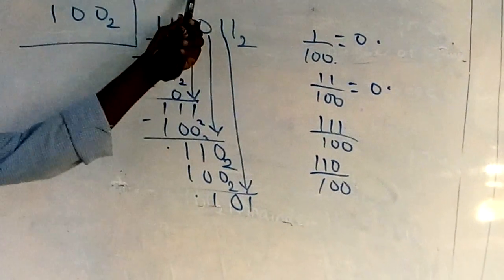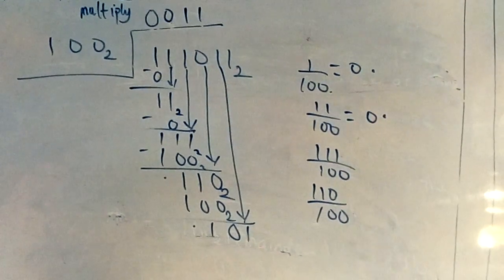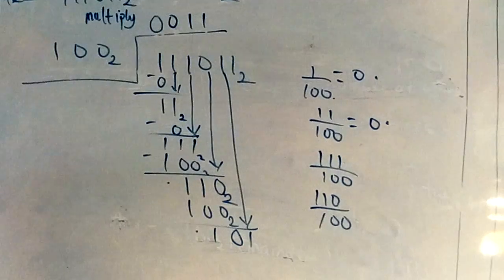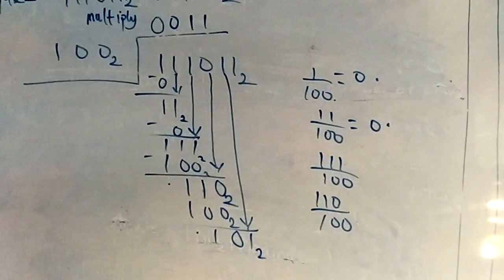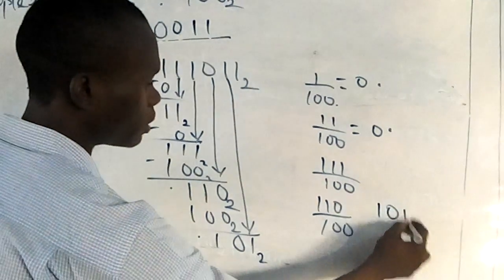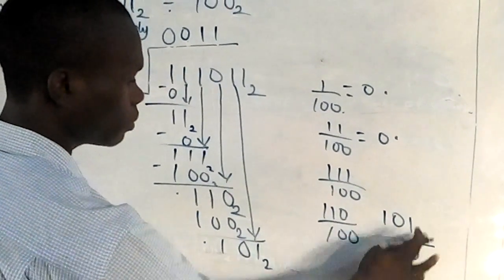Then after writing something up here, you multiply immediately. Then you subtract. After subtraction, drop next number. That's how it moves till you get it. Now, after dropping the next number, we have 101 in base 2. And then we want to divide it by 100. So you just look at it, 101 in base 2 divided by 100.